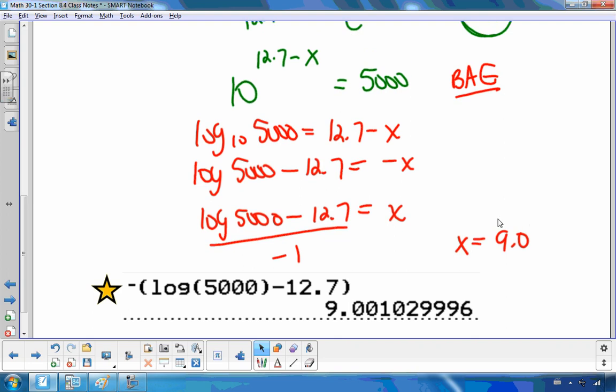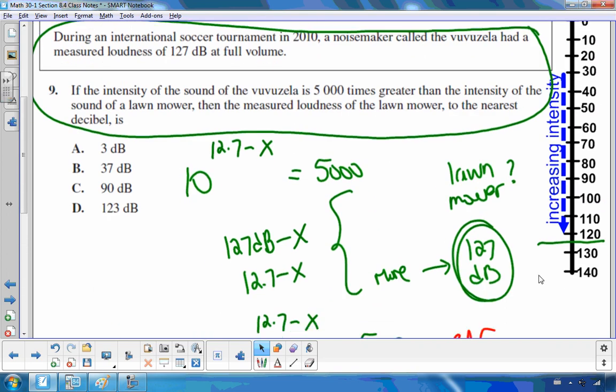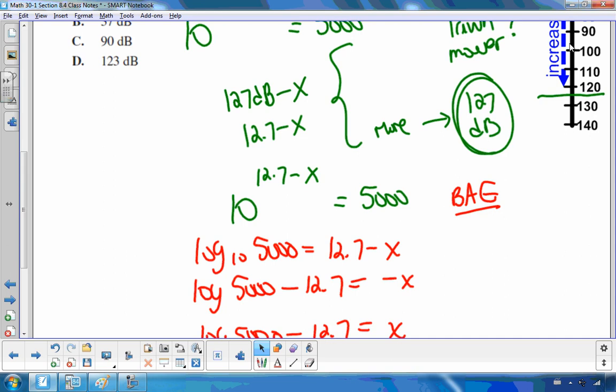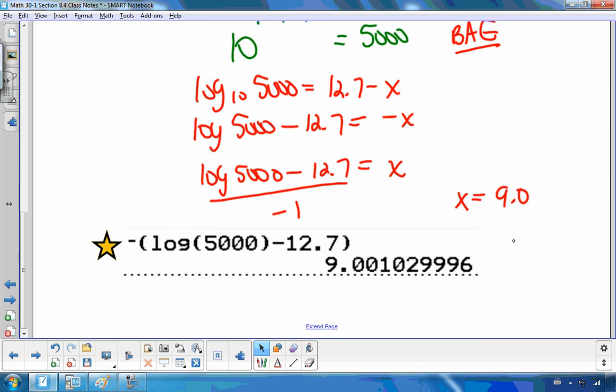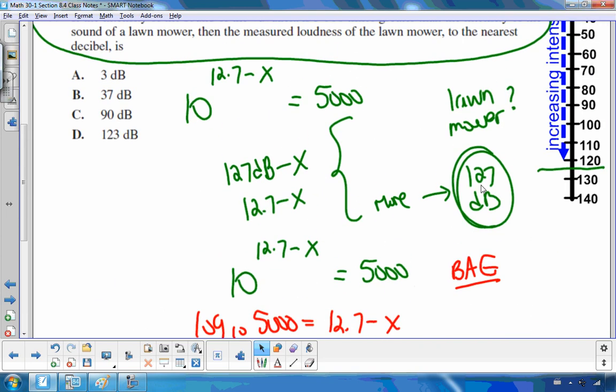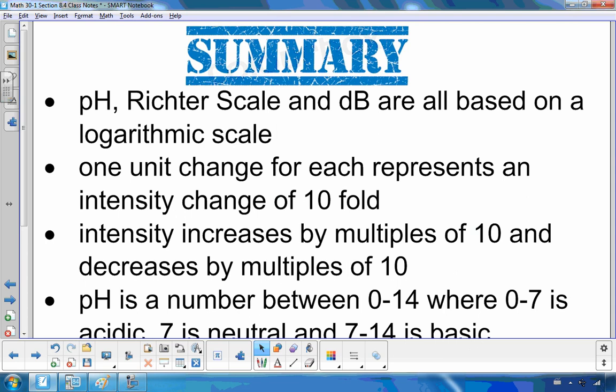So if this here has a measure of 9 units and every unit goes up by 10, that means that the lawnmower would be 90 decibels because each unit of change is 10 decibels. So going back up here, yes, you can see that it is 90 decibels. Okay, so again, the only trick there with sound levels is that I'm going up by a scale of 10, not a scale of 1. Okay, so let's summarize this.